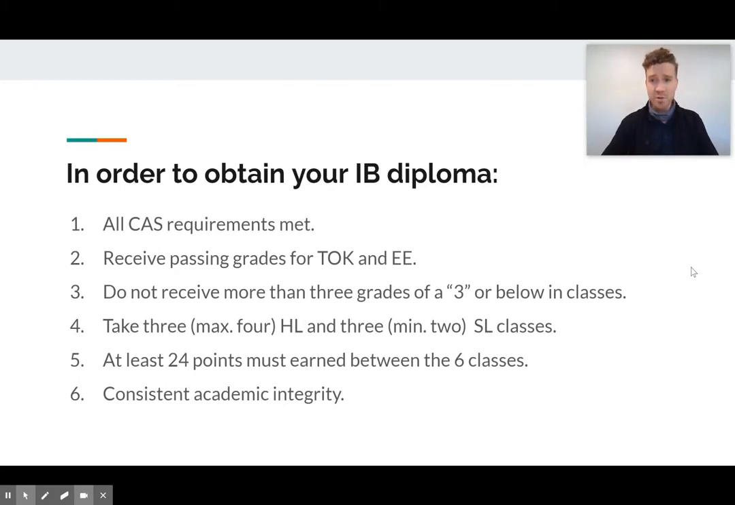Now, all of your scores from your IB exams and your TOK and EE culminate into your overall IB score at the end of these 2 years, and you must achieve at least 24 points across the 6 classes. And throughout your time here, you must adhere to consistent academic practices of integrity.